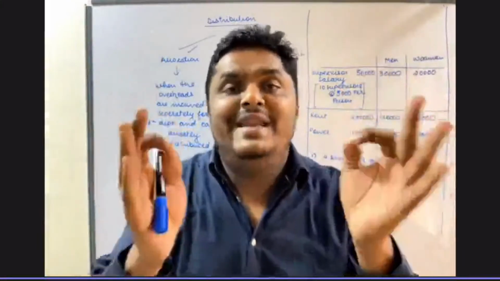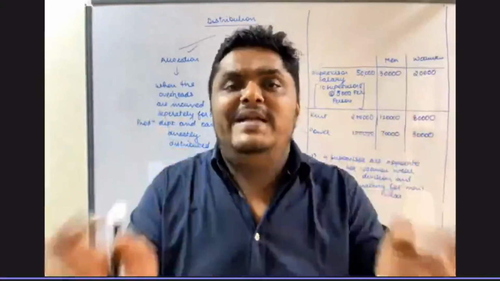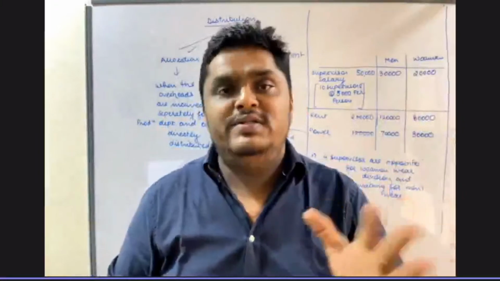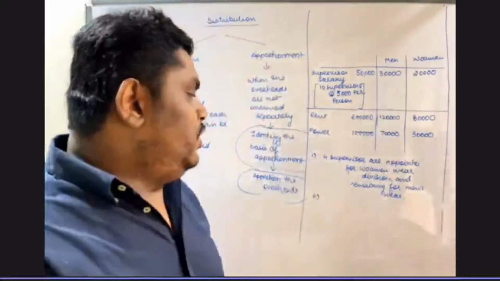When the overheads are incurred separately for each production department and can be distributed directly, it is what we call as allocation. If you guys have any doubts in allocation part, you guys can please post your queries. Waiting for your queries, guys.